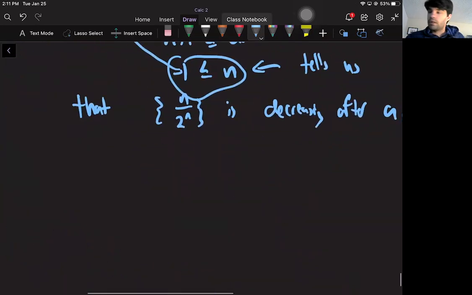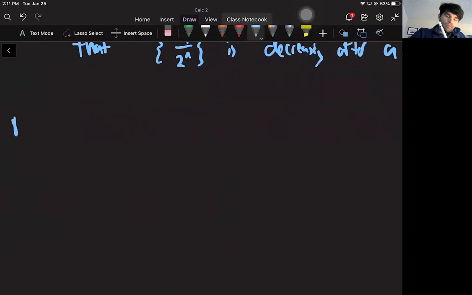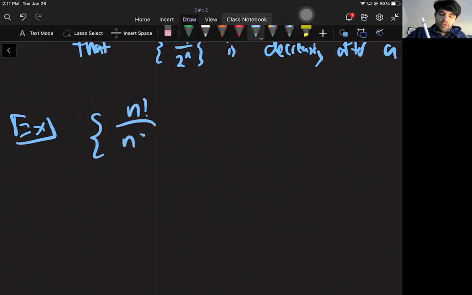All right, let's try another one. Some of these can be a bit tricky. Let's see if I put in any tricky ones for myself here. I might have. So this one is increasing.